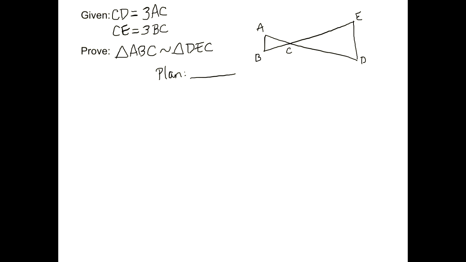Okay, so here we have a problem, and so what I need to prove is that the two triangles here and here are similar to each other. And I'm given that CD is 3 times the length of AC and CE is 3 times the length of BC. I also know that the vertical angles are congruent here and here. So as you can see, I'm going to be using side-angle-side similarity because I have a side and then I have an angle and I have a side, side-angle-side.